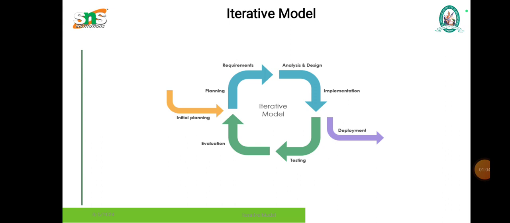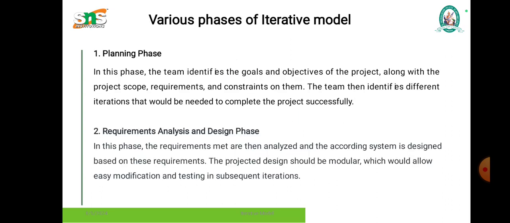So this is the diagram of the iterative model. It has various phases: planning, requirements, analysis and design, implementation, testing and evaluation. The initial stage is planning and the end stage is deployment. So let's discuss the various phases of the iterative model.